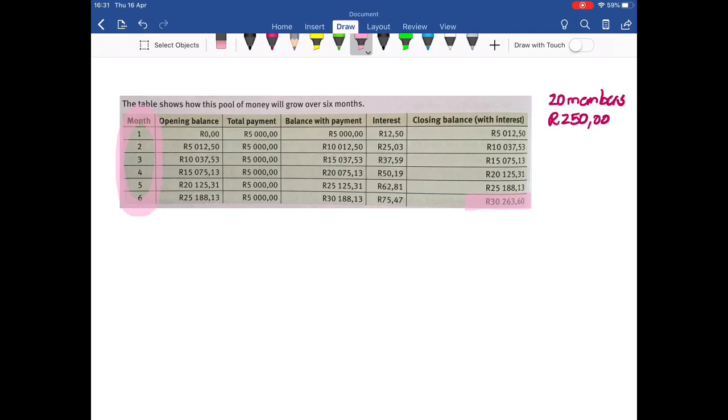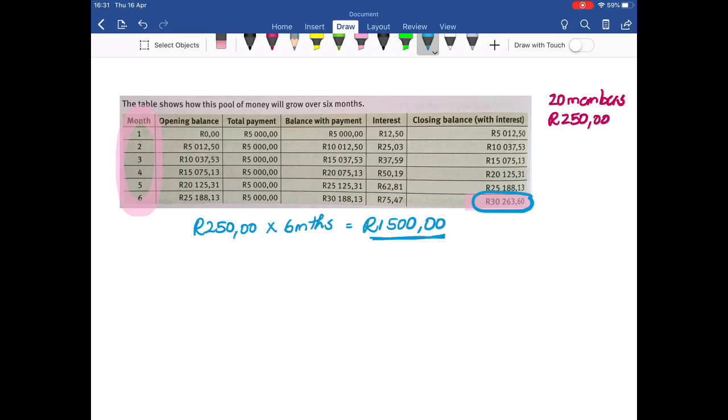Now let's have a look how that works out. So one person contributes 250 Rand per month for 6 months. And if I calculate that, it will give me 1,500 Rand. Well, that is wonderful to get 1,500, to have paid 1,500, and you receive 30,263. But now let's look at the poor last person.